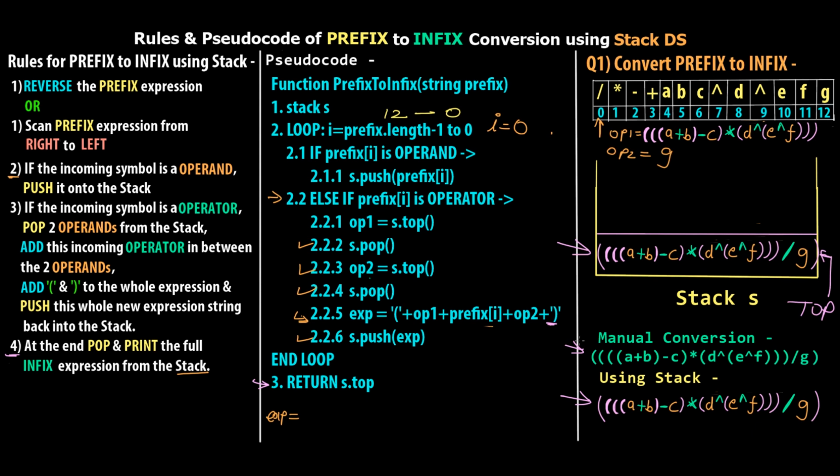We've understood the rules and the pseudocode. We took an example and applied the pseudocode onto that example. For better clarity, you can take other examples, simple examples, and apply the same pseudocode as well. Make sure you note these rules and pseudocode down. We are going to use this pseudocode in the next tutorial to write a C++ program to implement this prefix to infix conversion using a stack data structure.